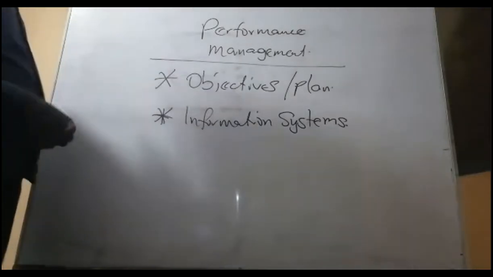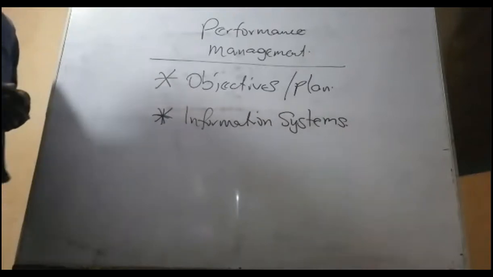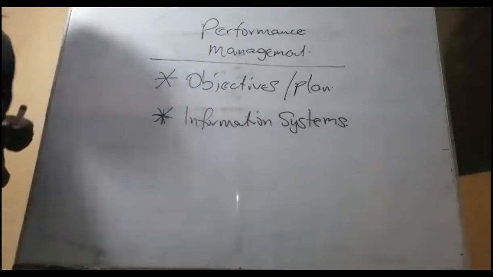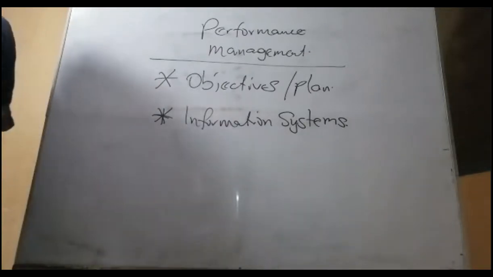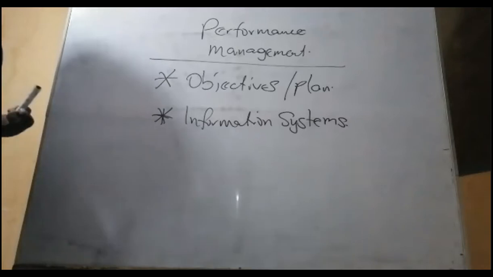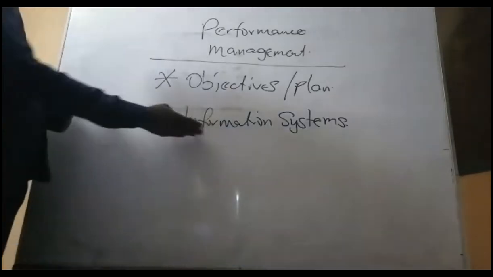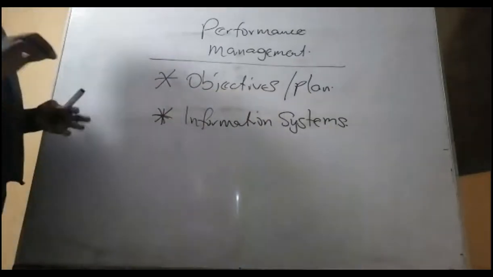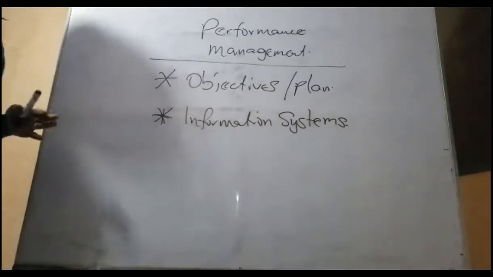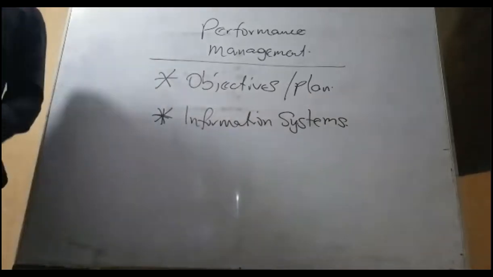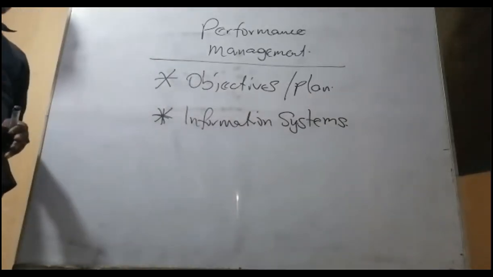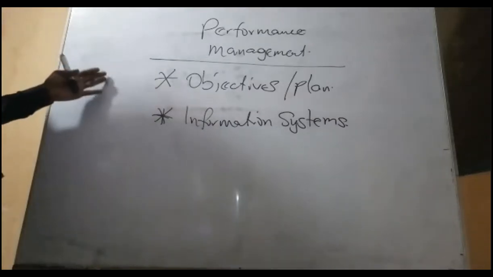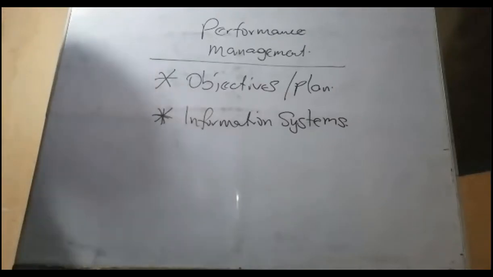There are so many types of plan. Basically, you have three types: the strategic plan, the tactical plan, and the operational plan. Each of them requires some level of information, and that goes on the information system. If you want to set a strategic plan, you need strategic information. If you want to set an operational plan, you need operational information.